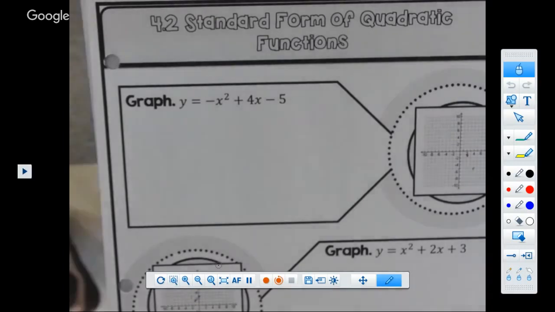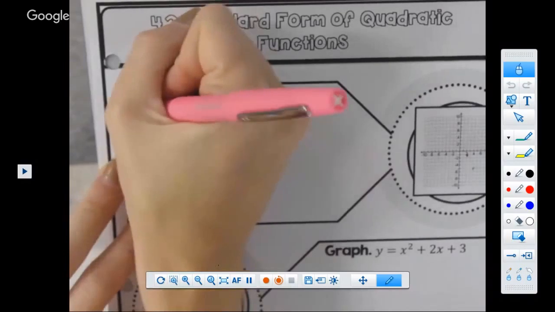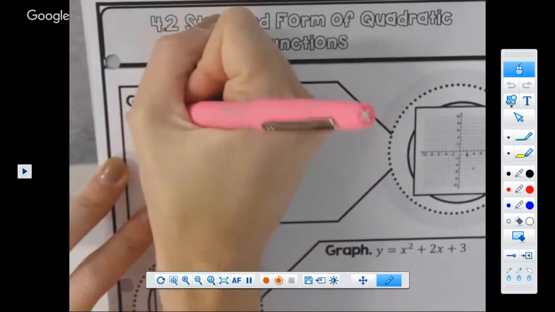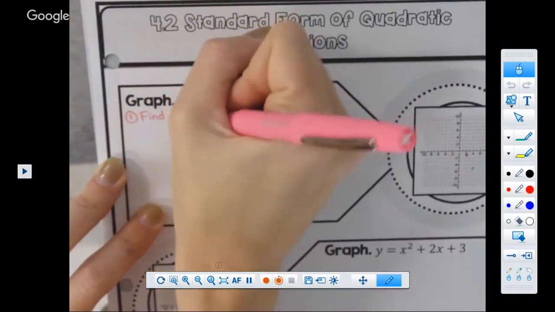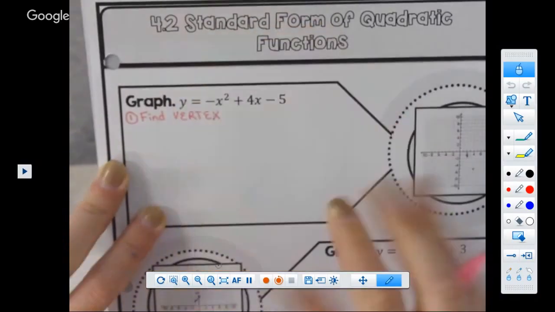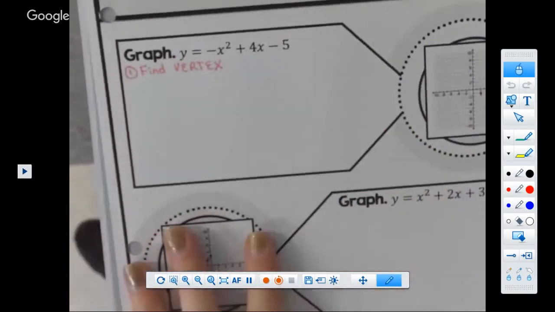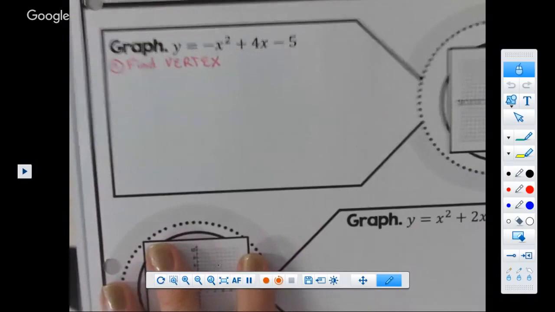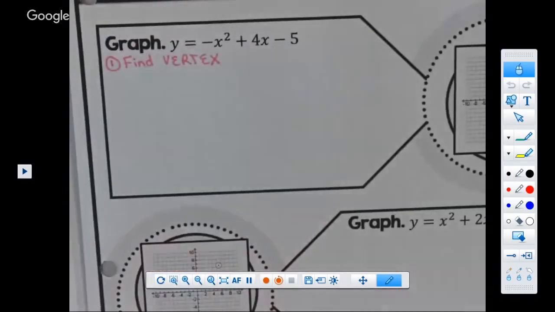Okay, so anytime we're going to graph, whether it's vertex form or standard form, I want you to put number 1, we need to identify or find the vertex. So it doesn't matter, standard form or vertex form, we've got to know the vertex. It's easier to find the vertex in vertex form, right? There's no work involved, but regardless, we've got to find the vertex.